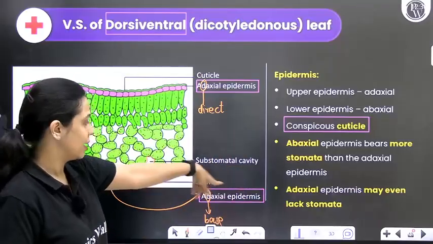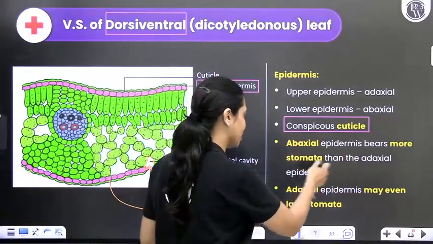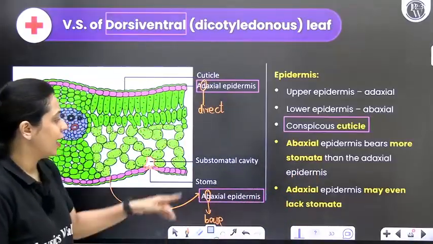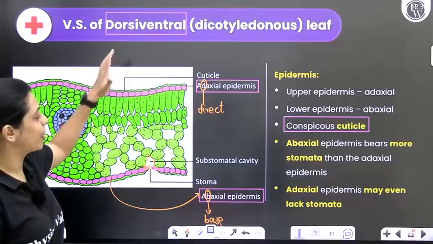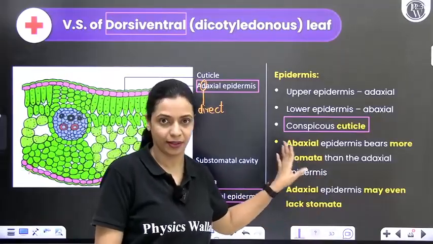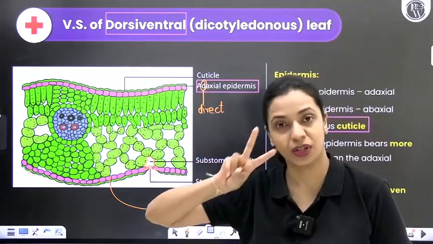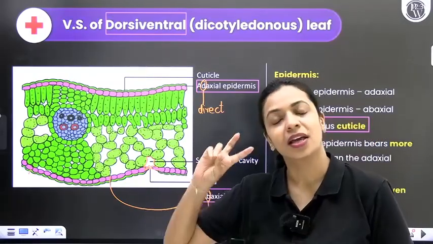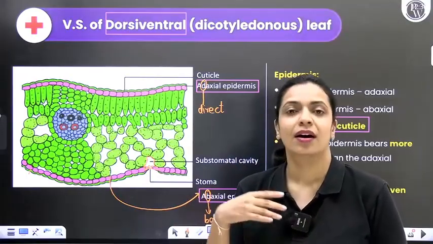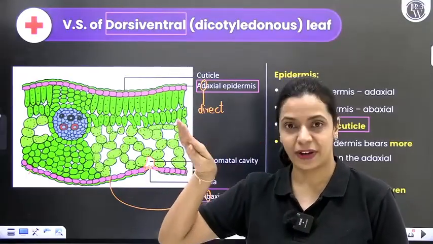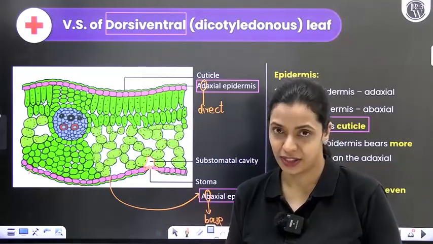Number of stomata. The abaxial epidermis, this lower epidermis, will bear more stomata compared to the upper epidermis. The adaxial epidermis, the upper epidermis, may sometimes even lack stomata. So that is one difference between the upper and lower surface in the epidermis. Cuticle is present in both, there is no difference in that. In both upper and lower, the epidermis has only parenchyma, which is barrel shaped. In the upper epidermis, you don't find stomata, or even if you do, they are very small in number. In the lower epidermis, you do find stomata.